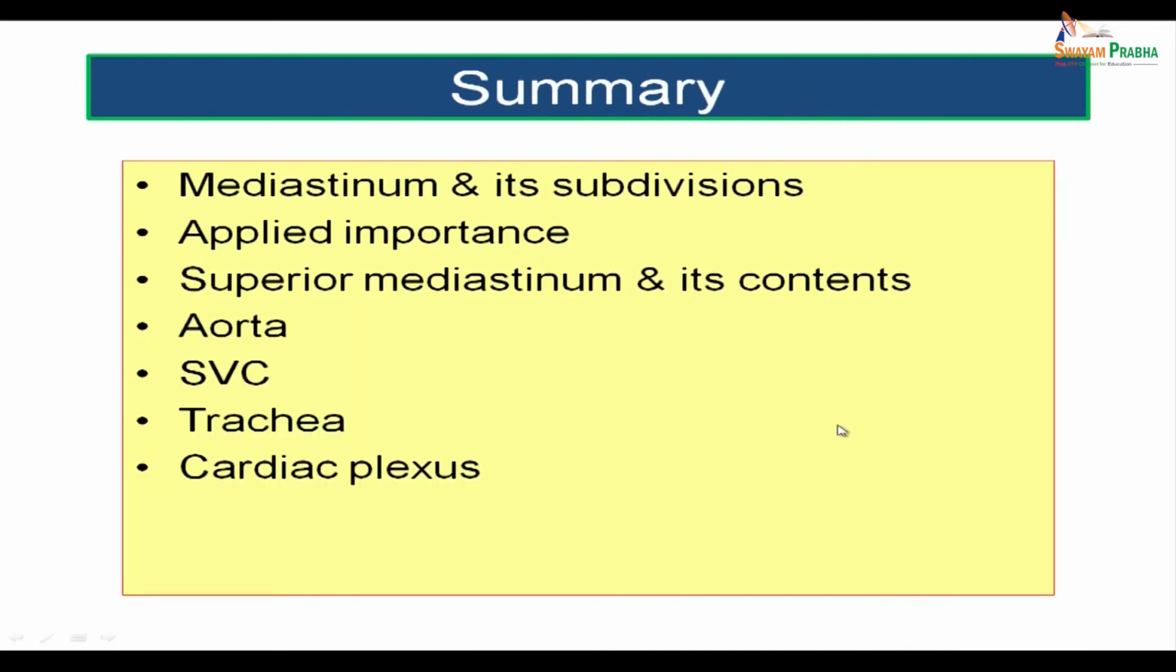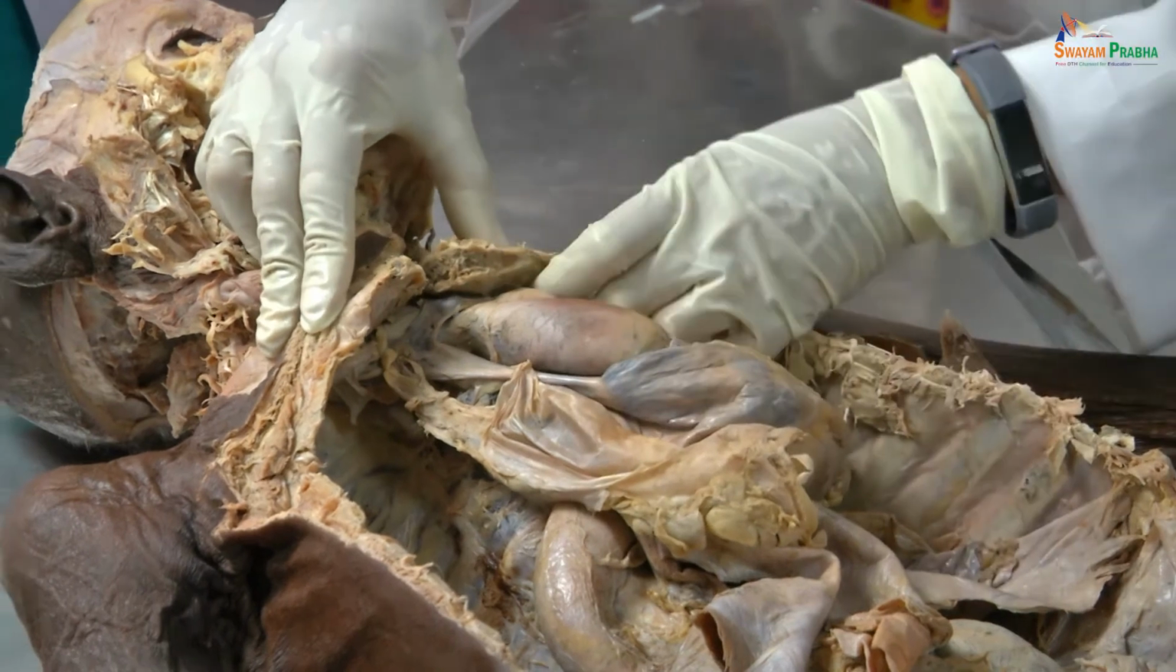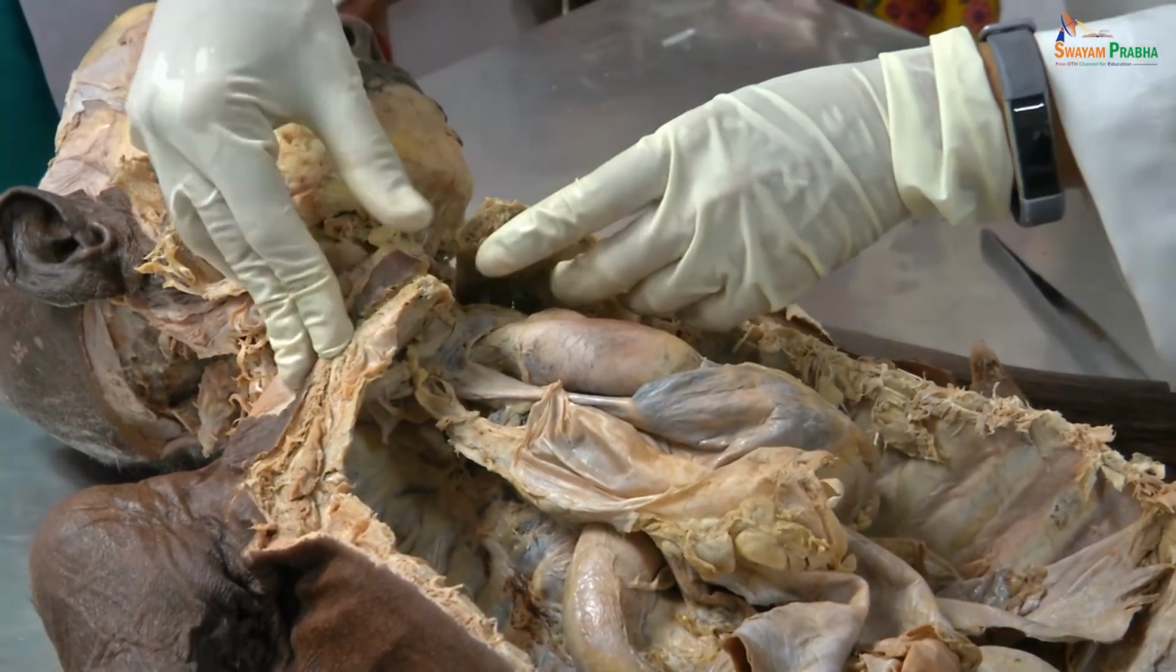To summarize, what we have seen today is the mediastinum and its subdivisions into superior, inferior and further divisions of the inferior. We have seen the applied importance of the mediastinum like mediastinitis, mediastinoscopy, mediastinal shift, etc. We have looked at the superior mediastinum and its contents, most important contents being the arch of aorta and the superior vena cava. We also have looked at the aorta as a whole, the superior vena cava, the trachea and the cardiac plexus.